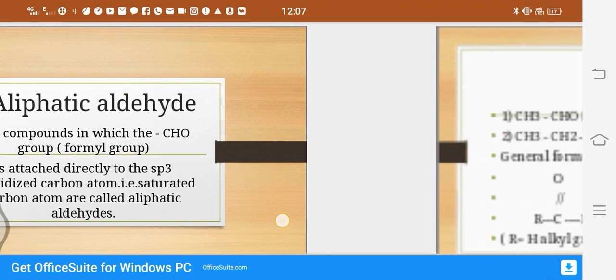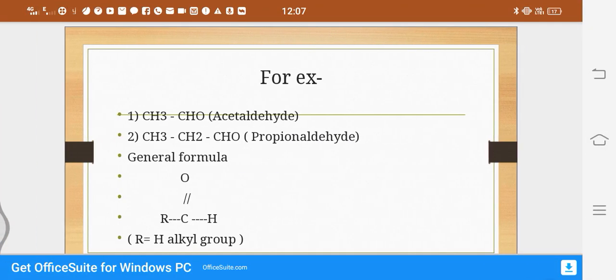Examples: first acetaldehyde, CH3CHO. Then second, CH3CH2CHO, propionaldehyde. The general formula for aldehyde is R C double bond O H, where R is H or an alkyl group.